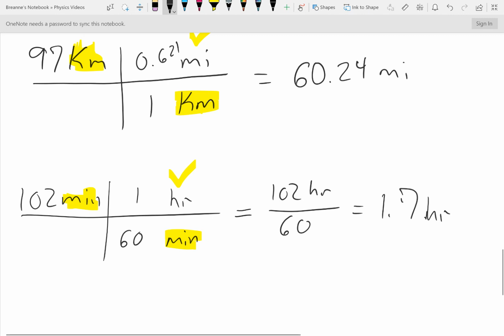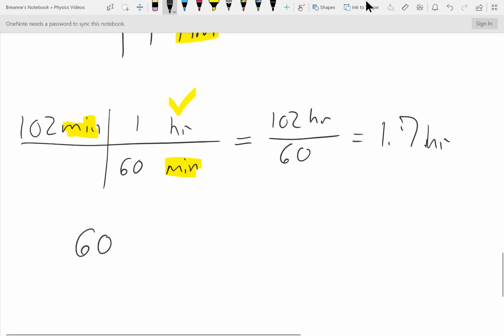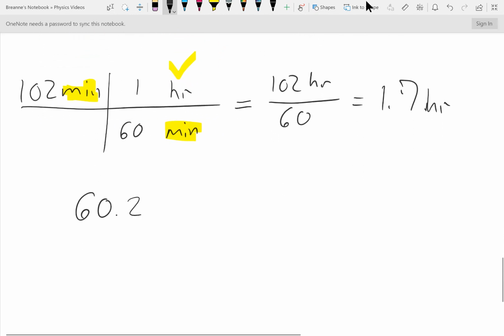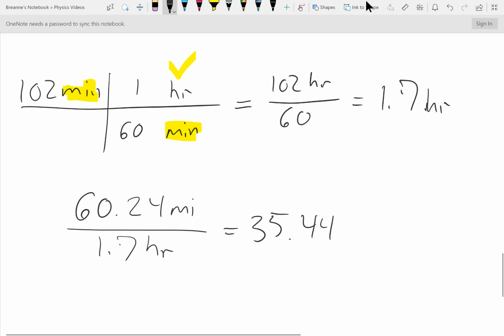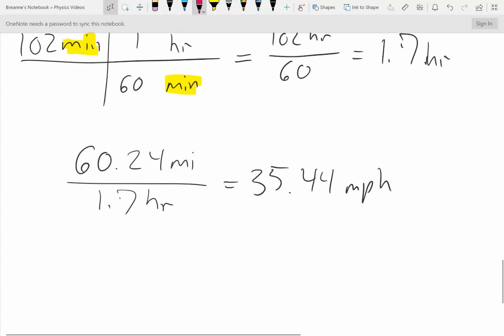Now, remember, we want miles per hour. So what do we need to do with these 2 numbers? Divide. Very good. So we have 60.24 miles and 1.7 hours. If you divide that, you get 35.44 miles per hour. So she's only going 35. It's pretty slow going in a 65, but does she deserve a ticket for speeding? No, she does not.